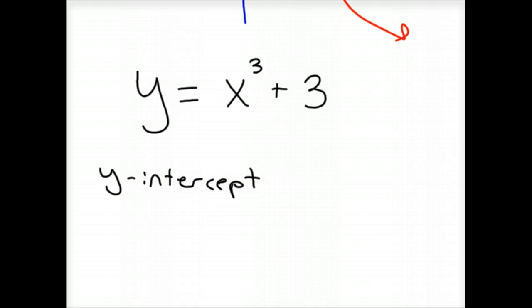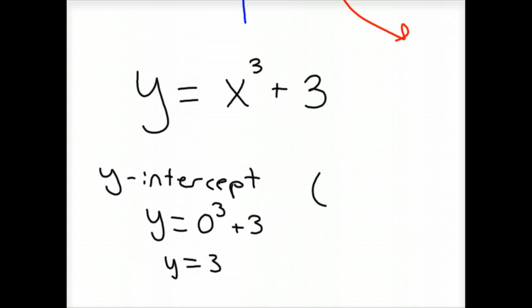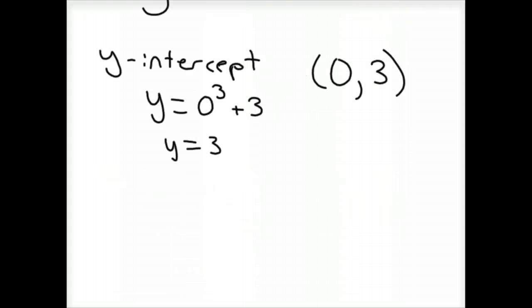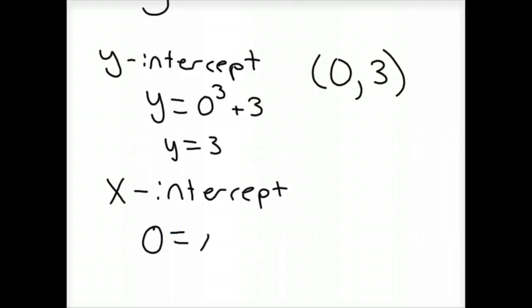Okay, so your y-intercept would be y equals 0 cubed plus 3. Well, that gives me 3. So my y-intercept is 0 for x, 3 for y. And then you could plot that if you wanted to. And then the same thing with the x-intercept. So now we just set 0 for y. So you'd have 0 equals x cubed plus 3.